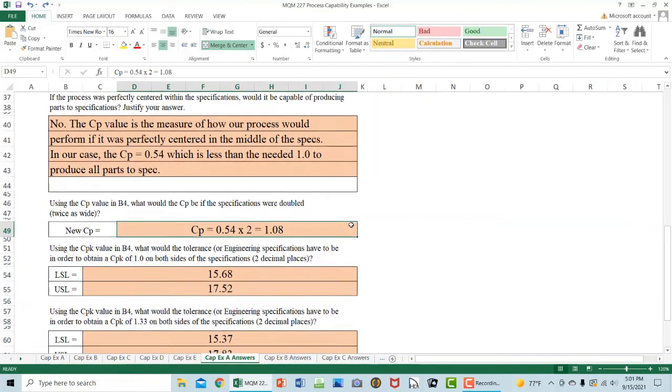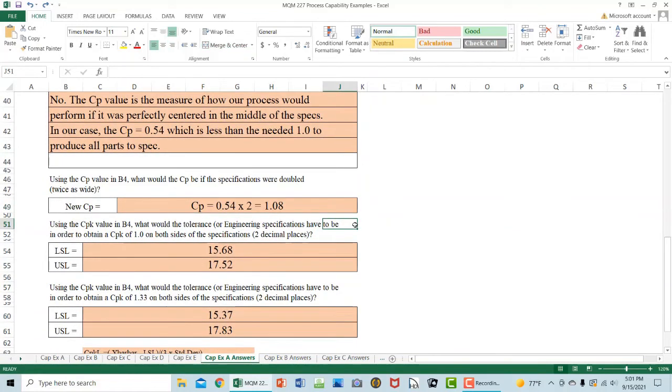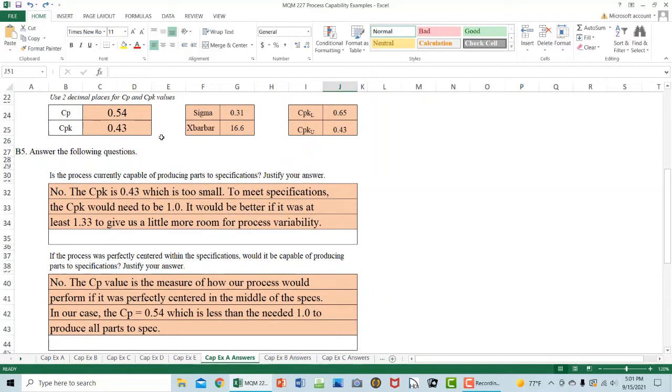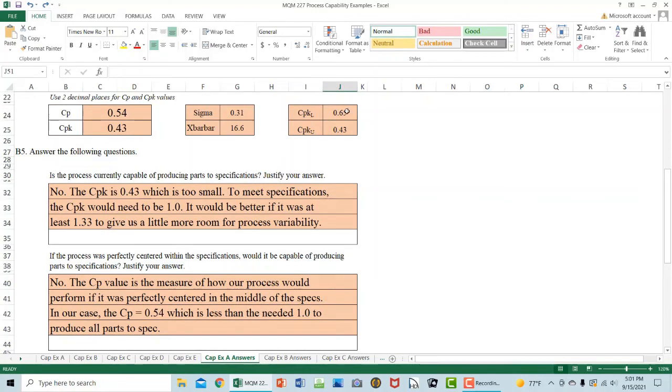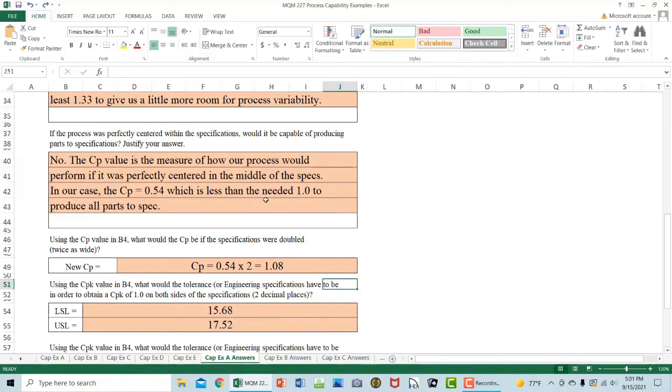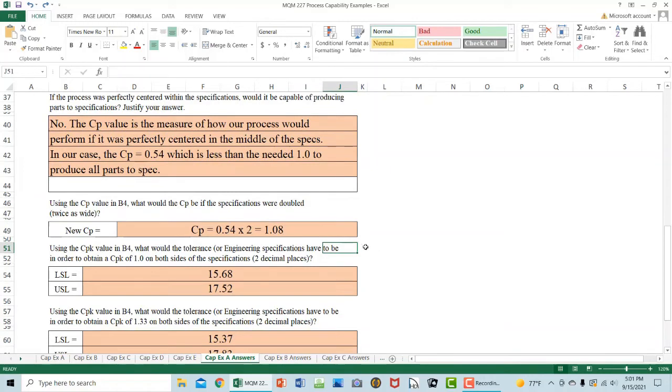All right, next question. Using the CPK value in B4, which we talked about, actually it's going to be the 0.43. What would the tolerance or engineering specifications have to be in order to obtain a CPK of 1.0 on both sides of the specification? 2 decimal places.